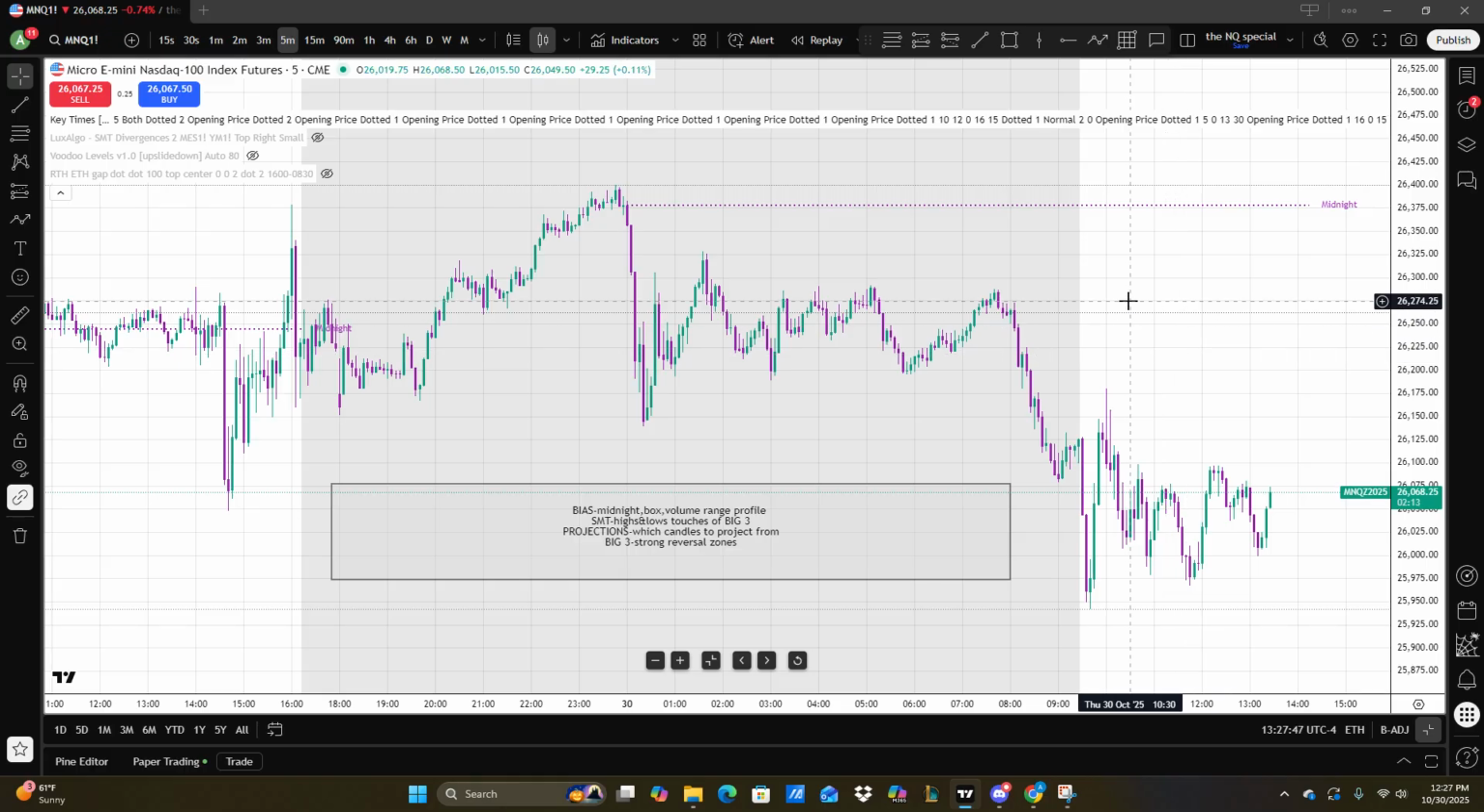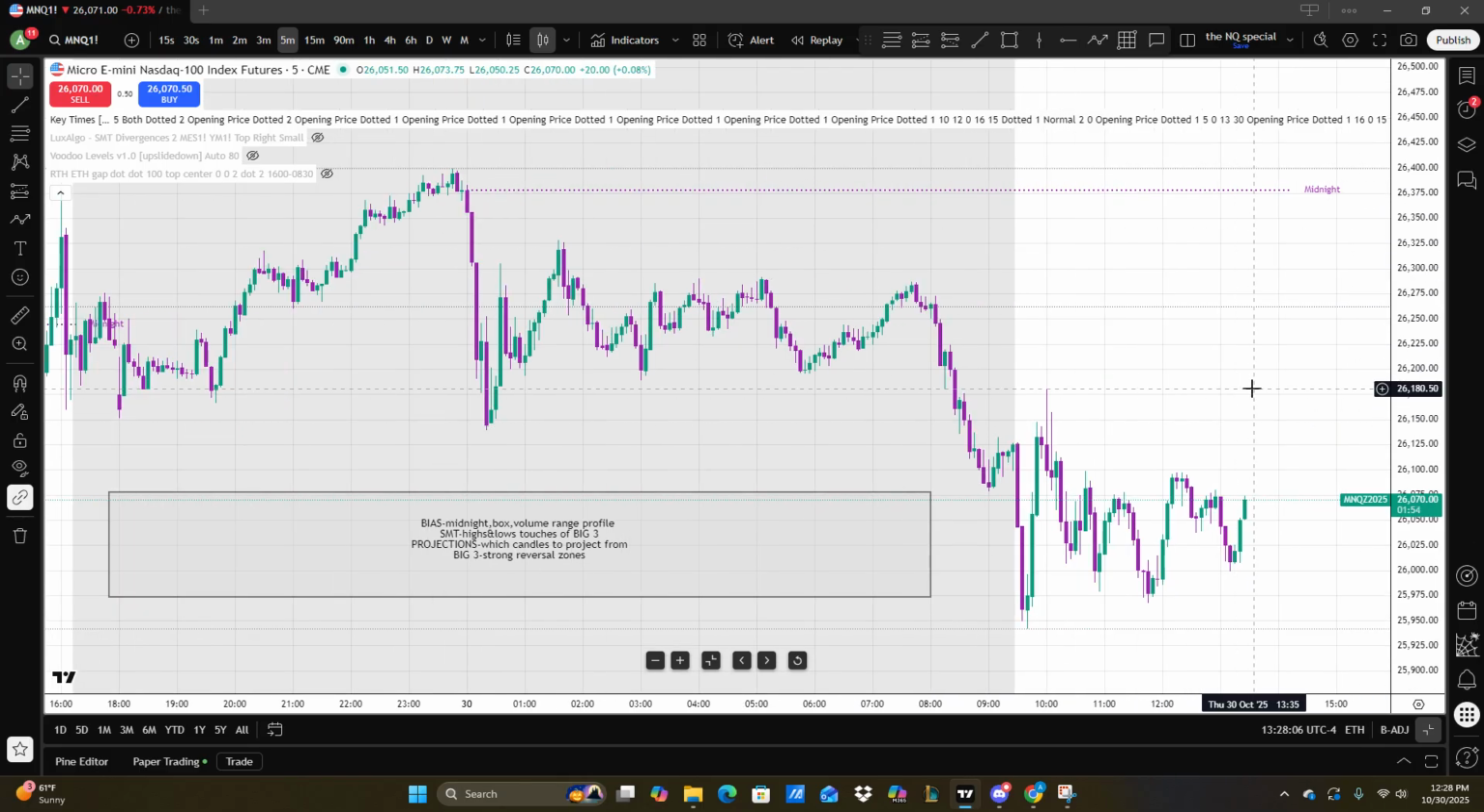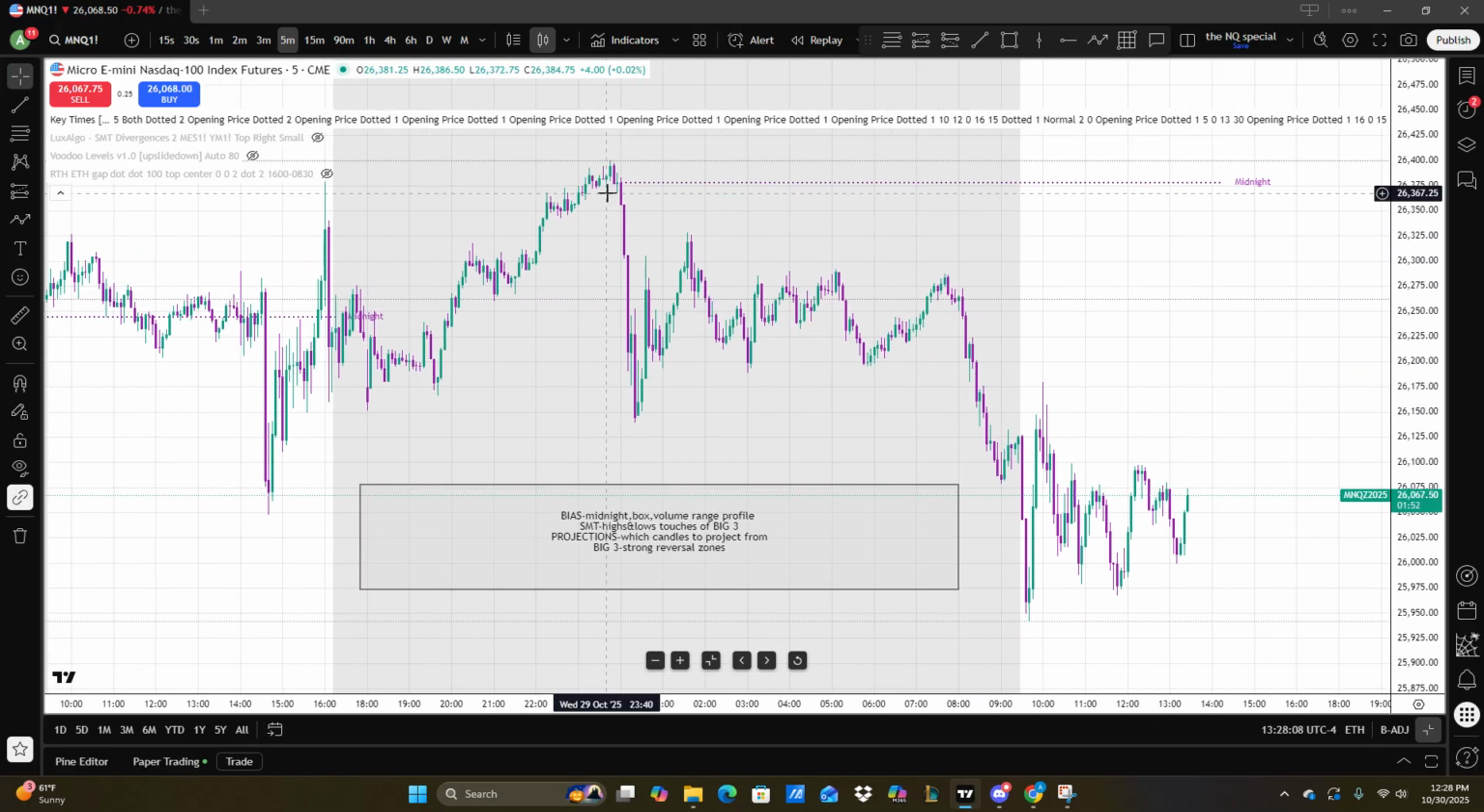So there's three things that I'd like to use when building a strategy. You need to have a bias. You need to find SMTs that relate to that bias, and then you take projections, essentially standard deviations, right? So the way I form my bias is I look at midnight price, and I'm like, okay, if we're below midnight price, I'm bullish. If we're above midnight price, I'm bearish, right?